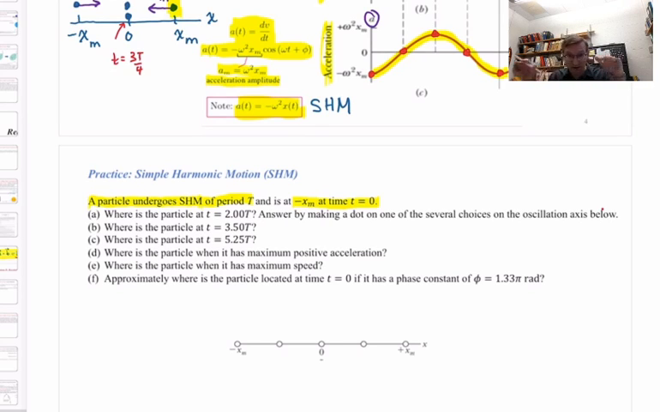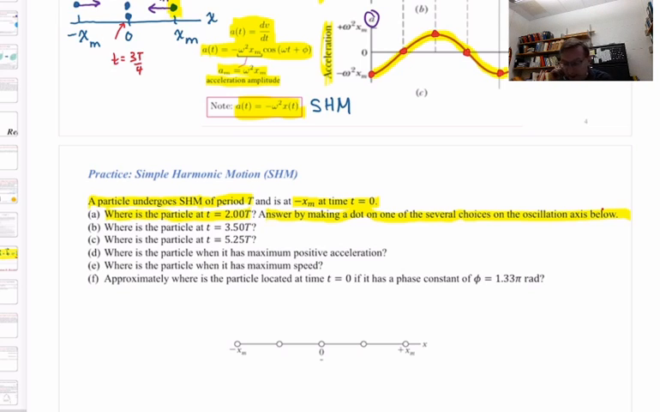Again, visualize the horizontal block spring system that we've been talking about. First question, where is the particle, the block, located at time little t of exactly 2 times big T? In other words, the clock has run 2 periods. Where is the block located? We're to answer this question by making a dot on one of the several choices on the oscillation axis below. See, we have an x-axis with points like negative x max and 0 and positive x max and points kind of halfway in between them.